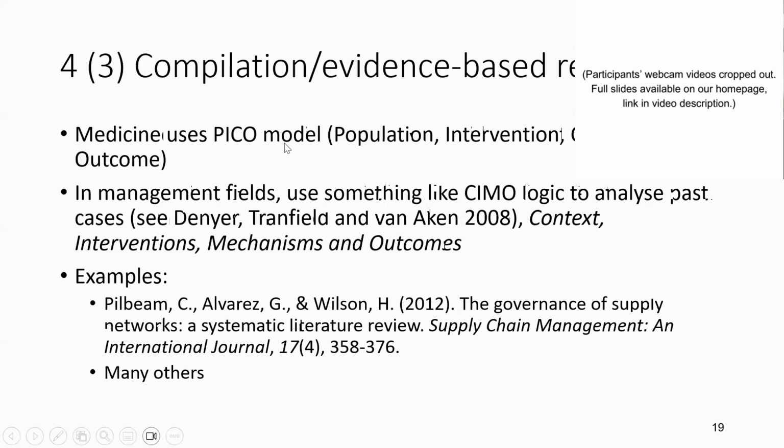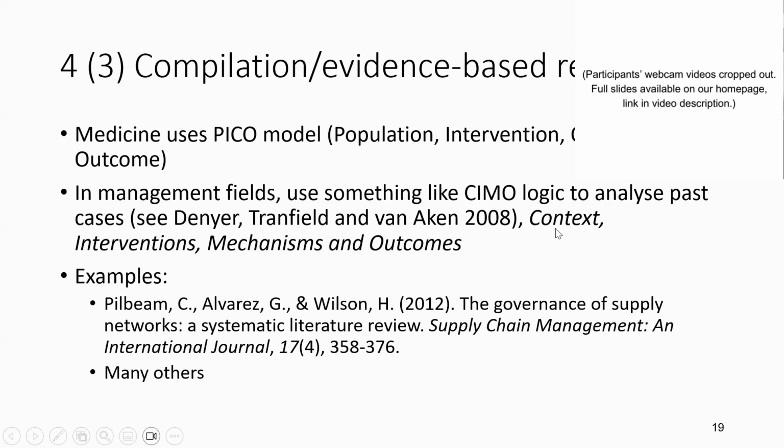So medicine used something called the PICO model. Now these sorts of reviews are different from other types of literature reviews because you focus on this sort of schema for organising your knowledge. So medicine used the idea of population, intervention, comparators and outcome. And something that we've used more is taken from management, and it's CMO logic, where you look at context, interventions, mechanisms and outcomes. So that's one example there from Phil B. et al.